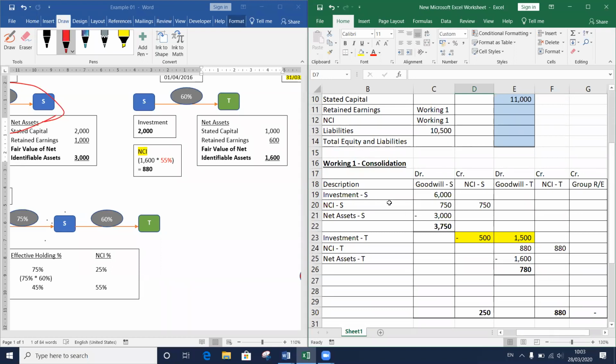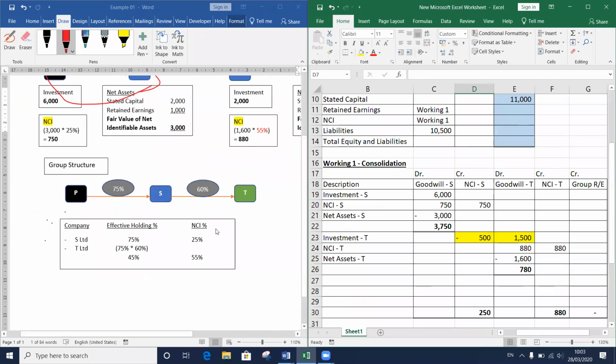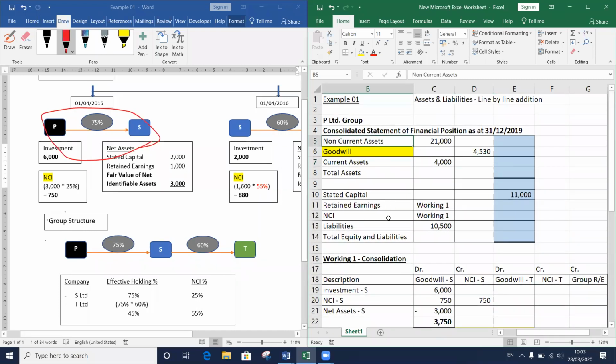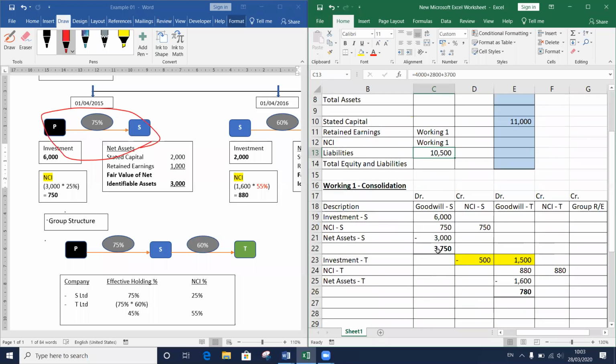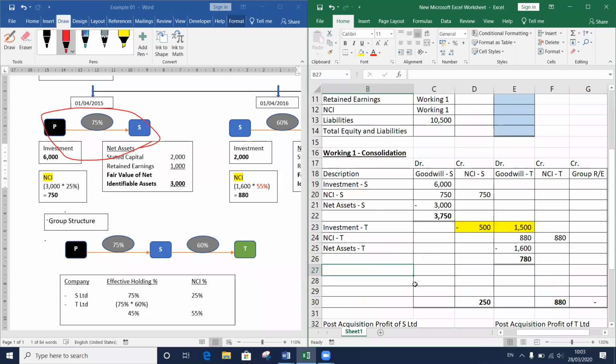Okay, to summarize everything: group structure හදාගෙන effective holding percentage and NCI percentage determine karagatta. Assets and liabilities line by line add kara. And then we need to calculate the goodwill separately. Right? Then, after this, what we need to do here is we need to calculate the post-acquisition profits.